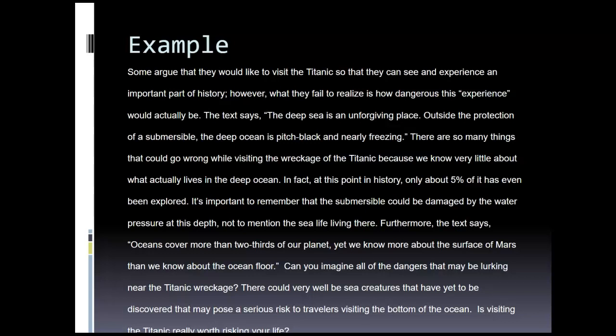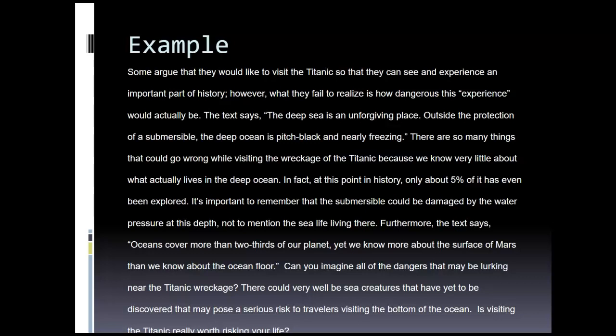I'm going to read it and I'd like you to follow along with me. It says, "Some argue that they would like to visit the Titanic so that they can see and experience an important part of history. However, what they fail to realize is how dangerous this experience would actually be."